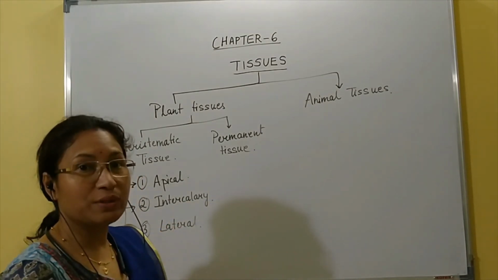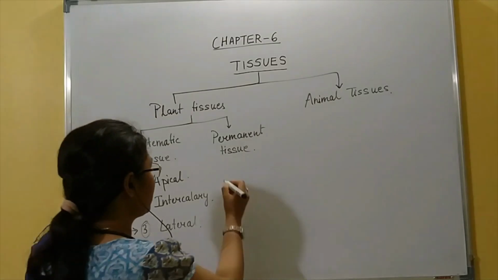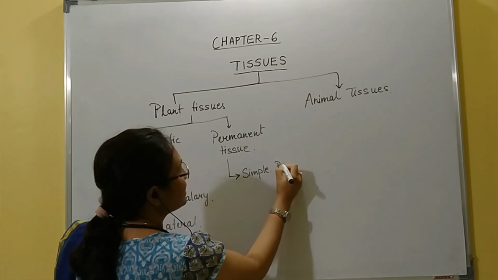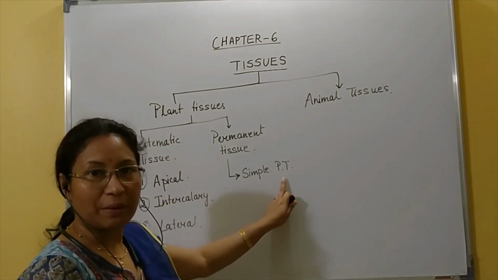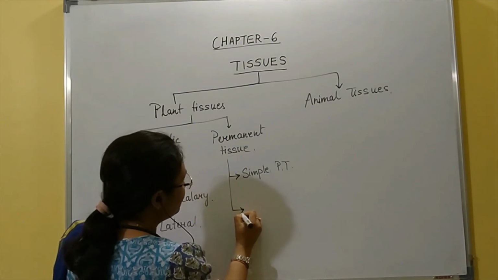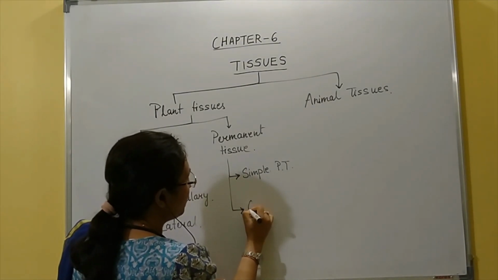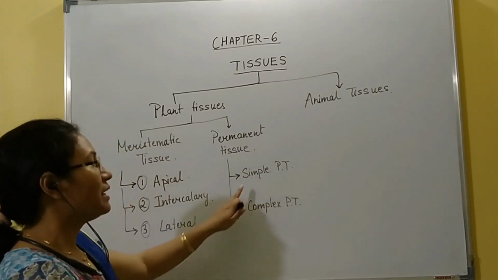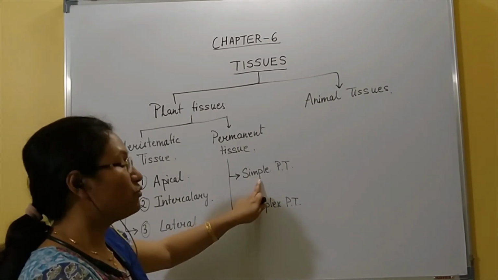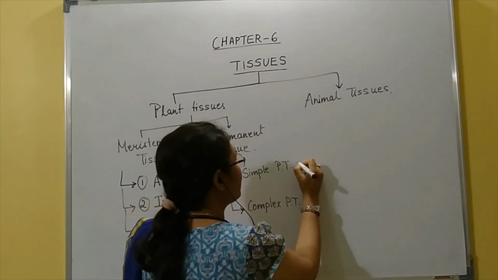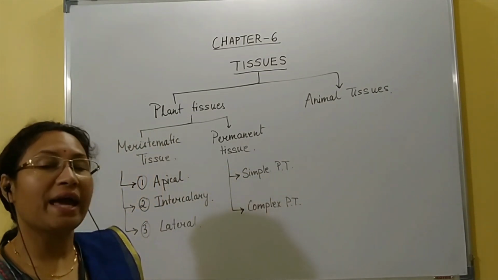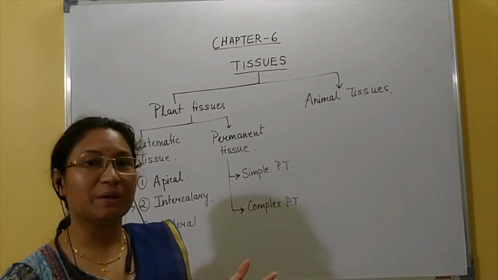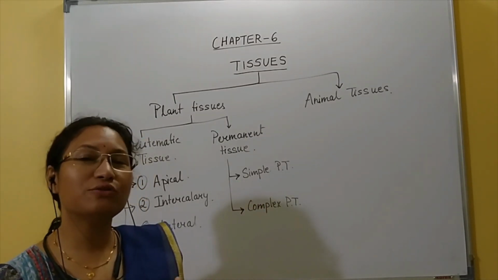Now the permanent tissue is also divided into two broad categories. The first one we call simple permanent tissue. I am using PT for permanent tissue. Then the second one is called the complex permanent tissue. Now the simple permanent tissue will be again divided into three types. The simple permanent tissues are made up of a single kind of cell. So that's why they are simple, because all the cells in this tissue are of the same kind.